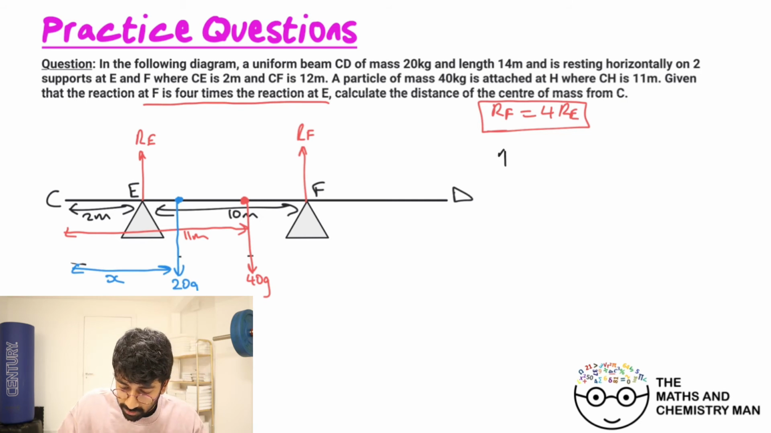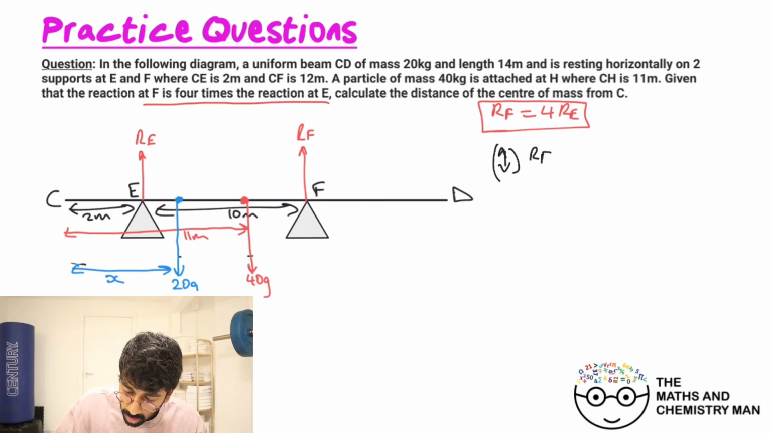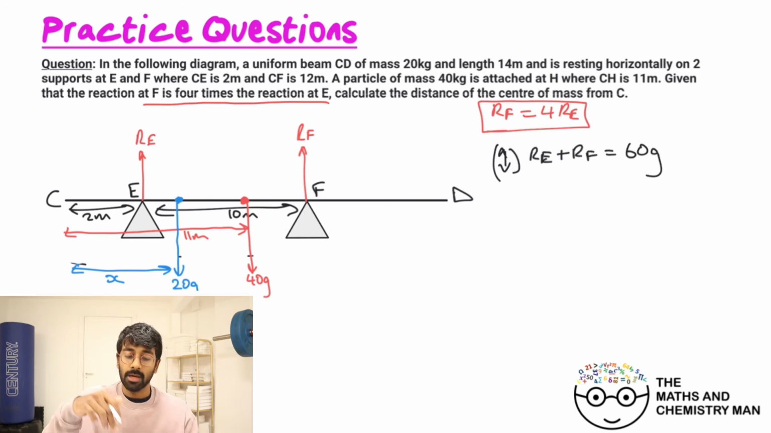So we'll start with upwards and downwards forces. And they're going to be equal again, because it's resting. So RE plus RF is equal to a total of 60G going downwards. You've got 20G, 40G, 60G.